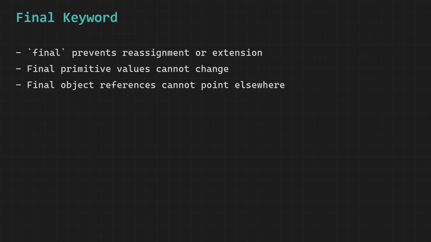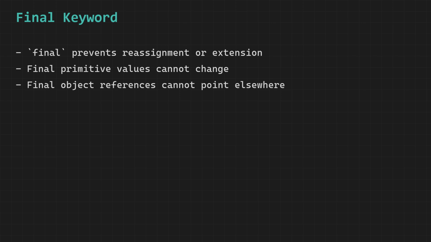The final keyword is Java's way of saying, this cannot be changed. It can be applied to three things, each with a distinct meaning. When applied to a variable, it makes that variable a constant. Once a value is assigned, it can never be reassigned. This is how you declare constants in Java. By convention, final variable names are written in all caps with underscores, like MAX_SPEED or PI.